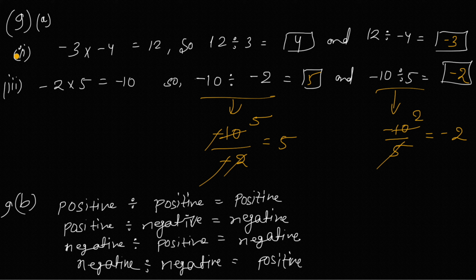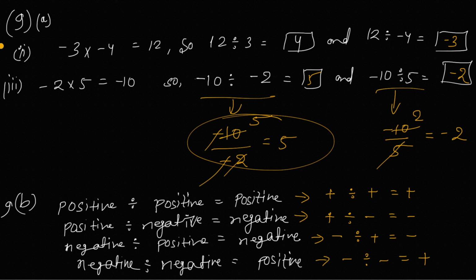Okay, now see, it means a positive number divided by a positive number will give you positive. Here a positive number divided by a negative number will give you negative. Here also negative divided by positive will give you negative, and here negative divided by negative will give you a positive number, like this. Okay, now let's move to question number 10.